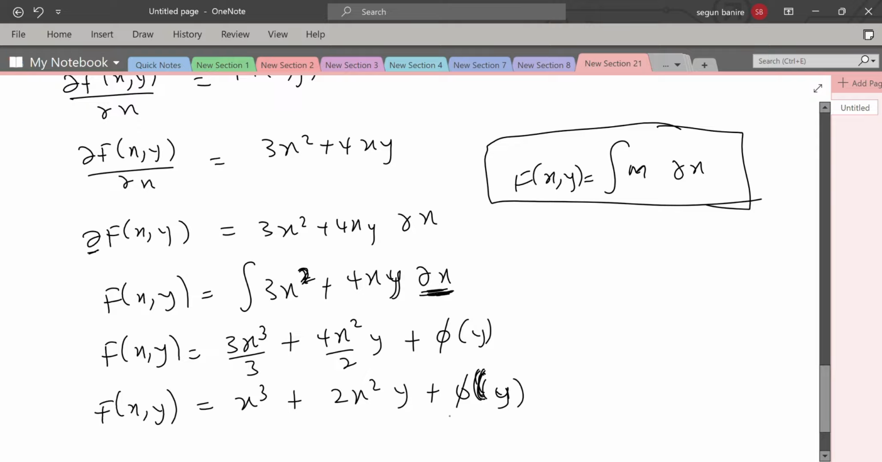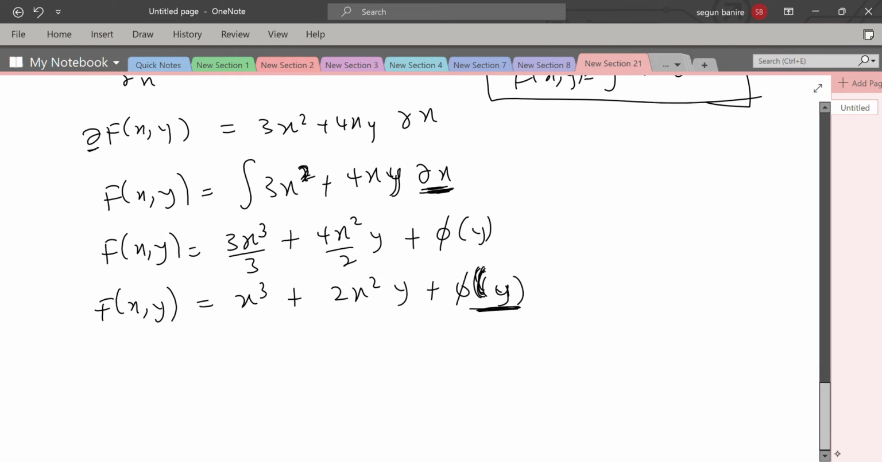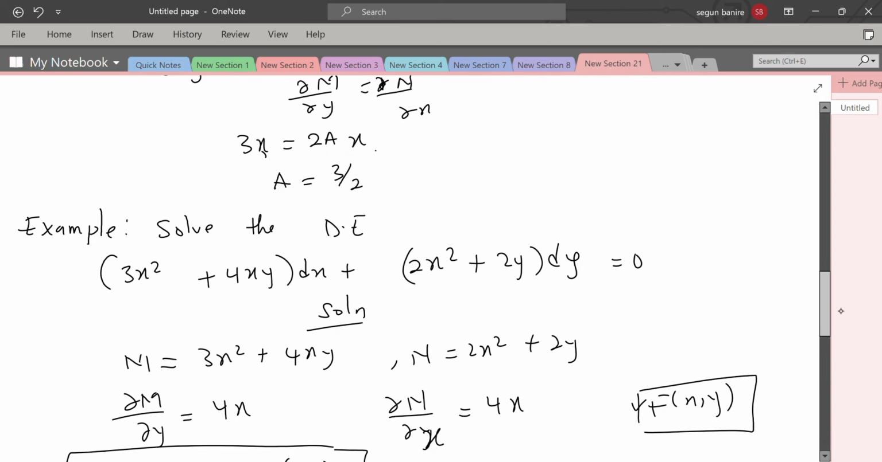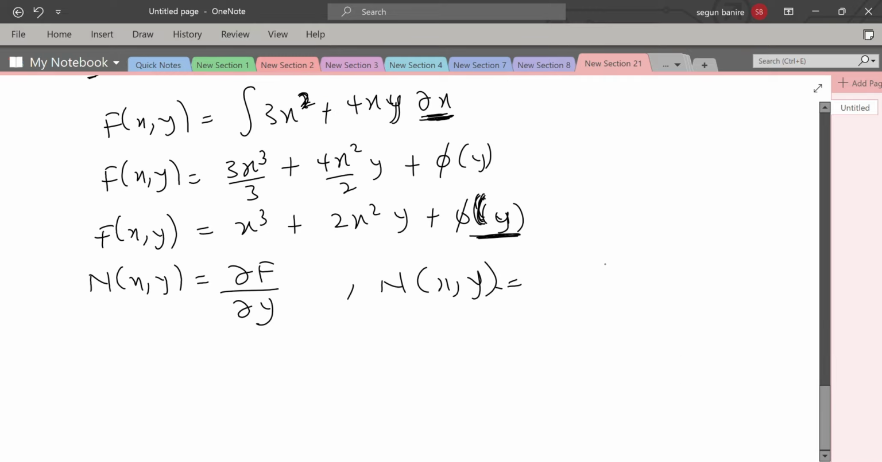So we are almost there. We need the value of this constant. Now to get that, we will use this other property. N of x comma y is equal to the derivative of f with respect to y. And from this given question, we also know what N of x comma y is. Going back to the question, it is 2x squared plus 2y. So that is what we have.